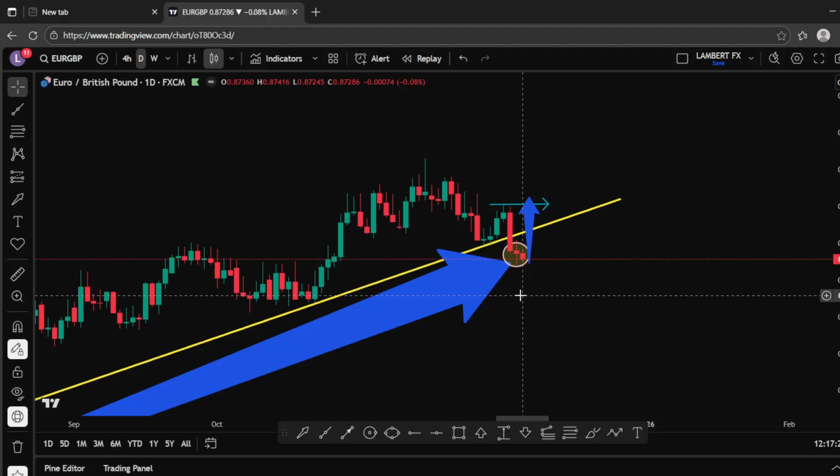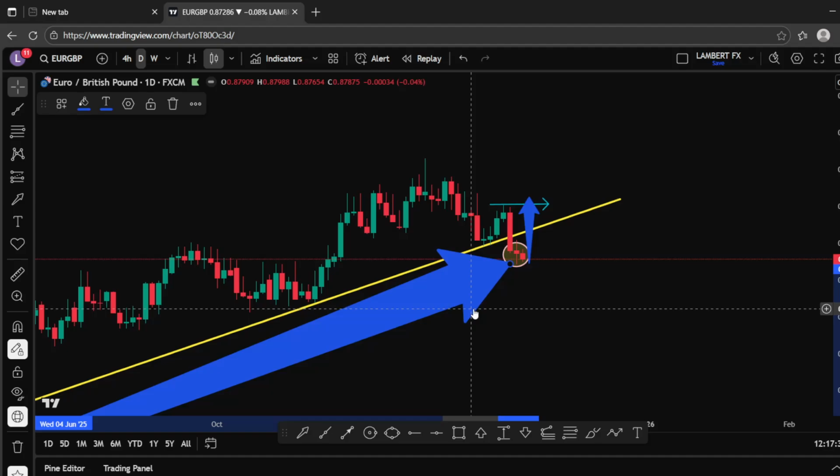So Euro GBP, my bias for this daily time frame is longs only. I'm not interested in any shorting. So this is how I trade.